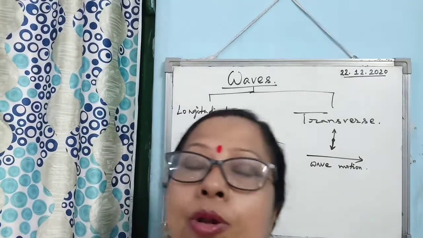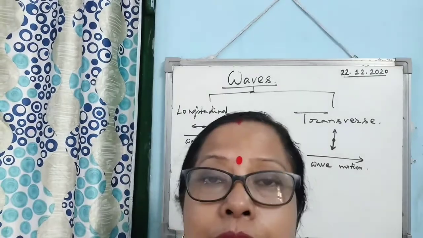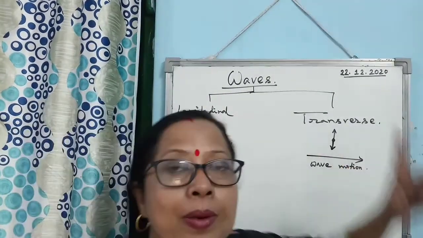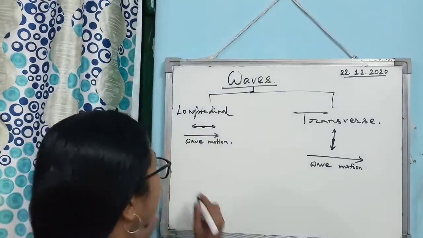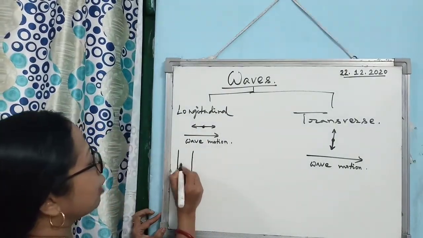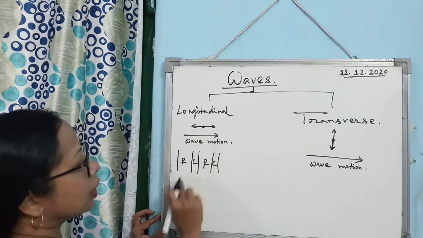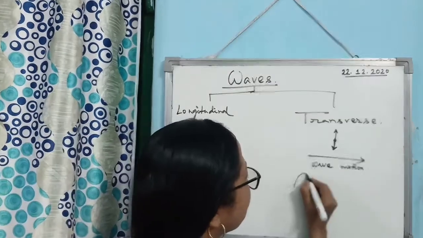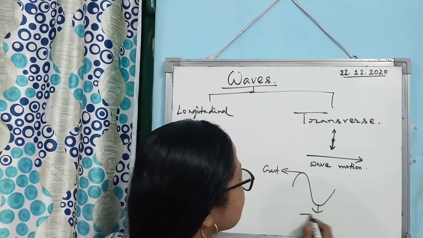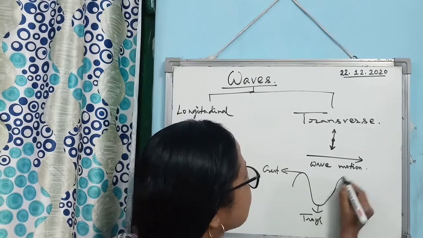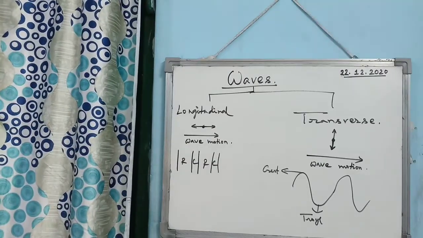So when a longitudinal wave propagates through a medium, alternate compression and rarefaction regions are produced, and when a transverse wave propagates through a medium, then crest and trough are produced. I hope you can remember that this is the rarefaction and this is the compression for the longitudinal wave, and when a transverse wave propagates, then this is crest and this is trough. Alternate crests and troughs are produced when a transverse wave propagates through a medium.